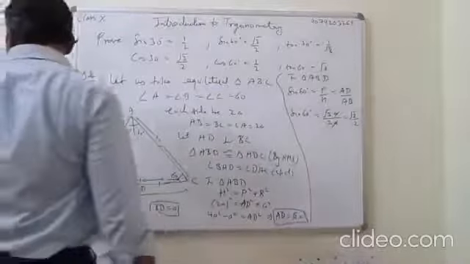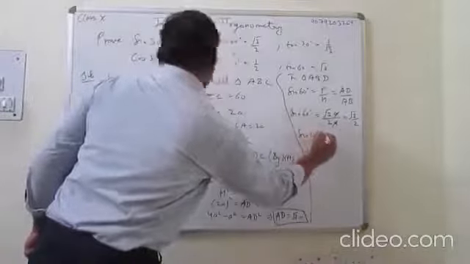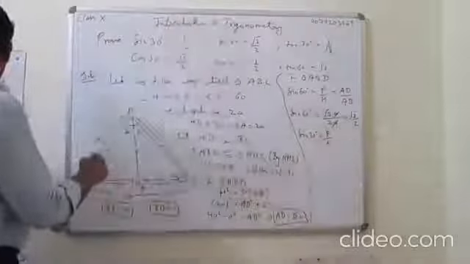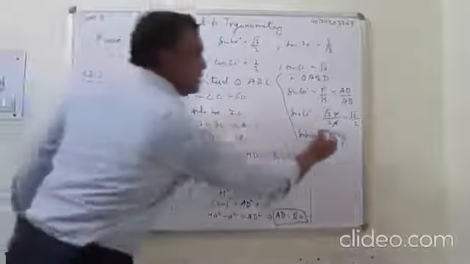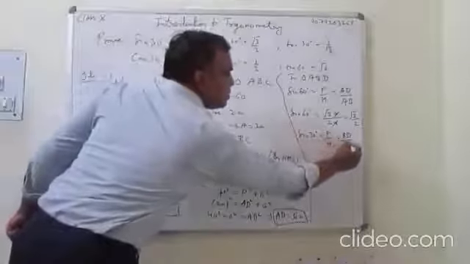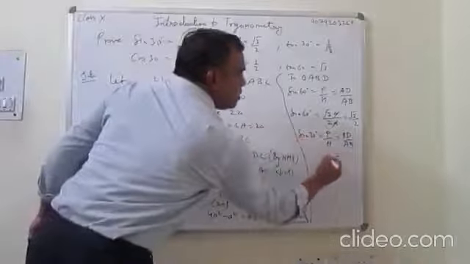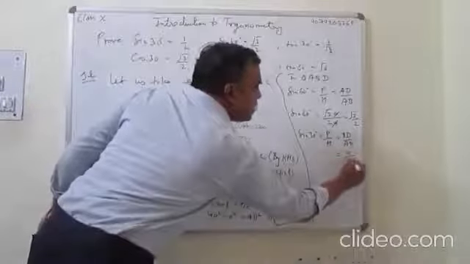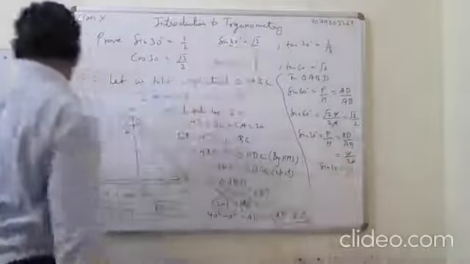Now similarly, sin 30, it is again P upon H, but here the perpendicular is changed. Perpendicular is now BD, and hypotenuse is AB. Put the values. BD is A, and AB is 2A. So sin 30 is equal to 1 upon 2.